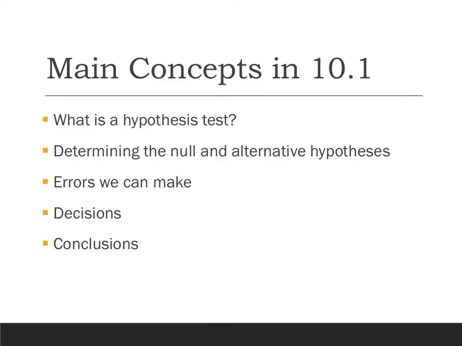So in this section, talking about just the language of hypothesis testing, we're going to talk about what is a hypothesis test. We're going to look at how to determine the null and alternative hypotheses based on information given in the word problem. We're going to talk about the different errors we can make. We'll call them a type 1 error and a type 2 error. And of course, that's not very telling in the name, but we'll discuss those. And then we'll talk about the different decisions we can make versus the conclusions that we want to write following that decision. In this particular video, we're going to just talk about what is a hypothesis test.